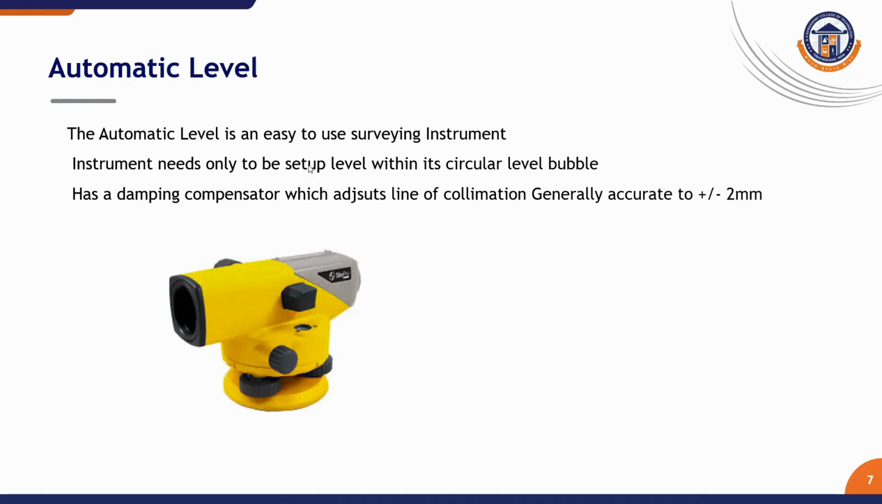Next one is the automatic level. The automatic level is perhaps the most commonly used instrument today due to its ease of use. It only needs to be set up roughly level within the circular bubble. Its key component is an internal damping compensator that automatically adjusts the line of sight to be perfectly horizontal, achieving accuracy typically within plus or minus 2 mm. This makes it both robust and highly accurate for general surveying work.